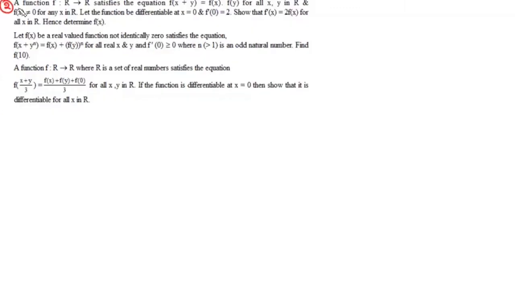Now the second question is, we are given this function f from R to R defined by the equation f(x plus y) equals f(x) into f(y), and it says the function is differentiable at x equals 0 and f dash 0 is 2. Now show that f dash x equals 2 f(x) for all x belongs to R, and hence determine f(x).